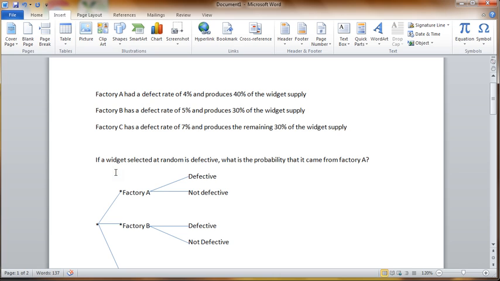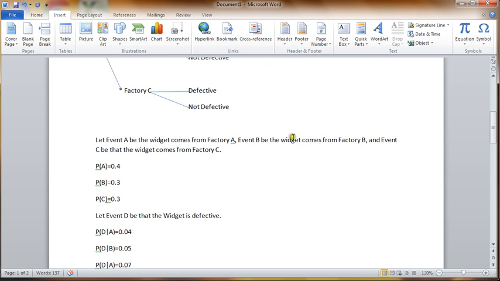Now let's look at the question that's being asked. If a widget is selected at random is defective, what's the probability that it came from factory A? So what I want you to notice here is that the conditioning in the question is backwards from the conditioning that's actually given to you in the problem. So if I know that I'm at factory A, then I know what the probability of something being defective is. But the question is saying, if I know that it's defective, now what's the probability that it came from factory A? The conditioning is opposite from the conditioning that's given to you in the problem. And that's a classic tip-off that you're dealing with a Bayes theorem problem. So think about that as you're looking through the problems in your book.